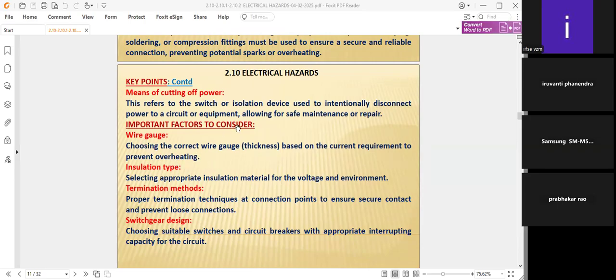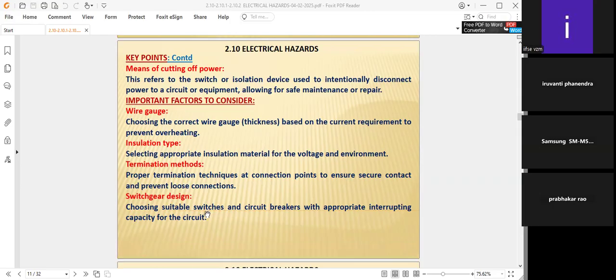Important factors to consider while taking care of circuit design or electrical designs: wire gauge has to be taken care of, not only in industrial but also in household wires. Insulation tape, as already discussed. Termination methods, where we have to see that when the red button on the isolator is pushed, the isolator cannot be stopped. That also has to be taken care of.